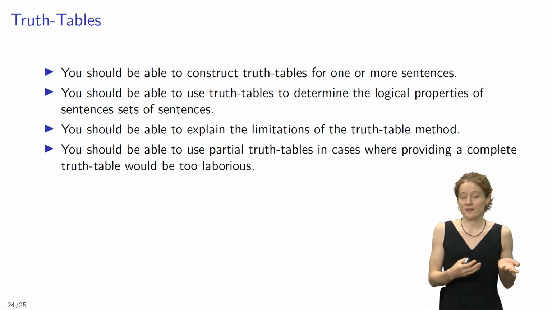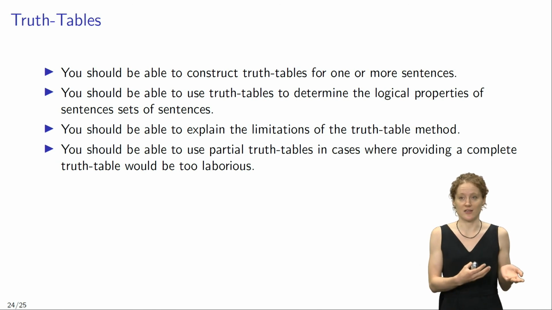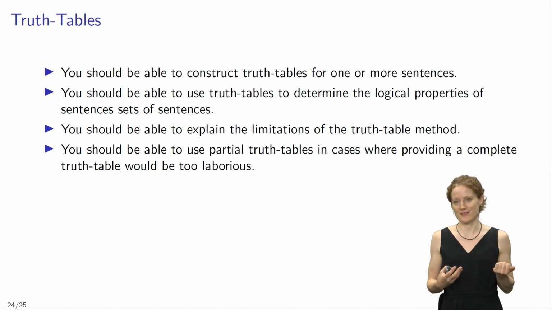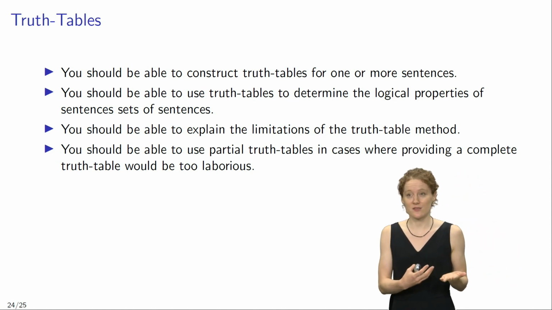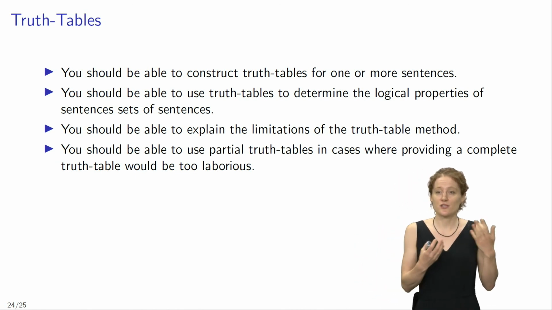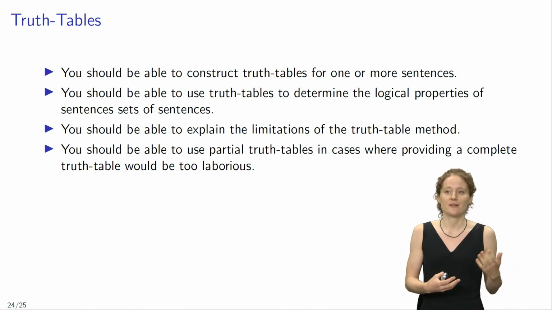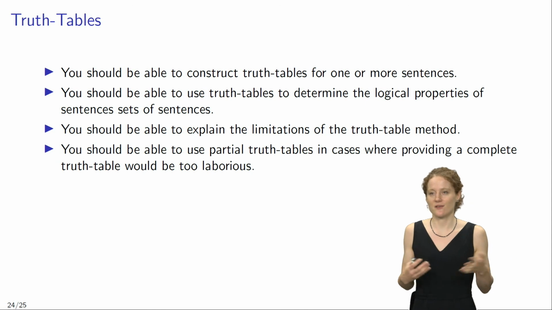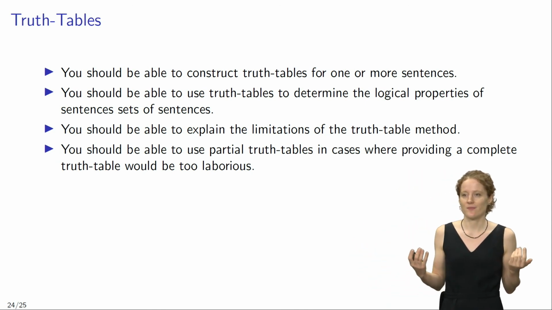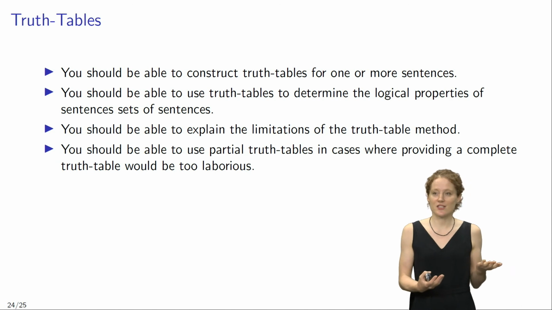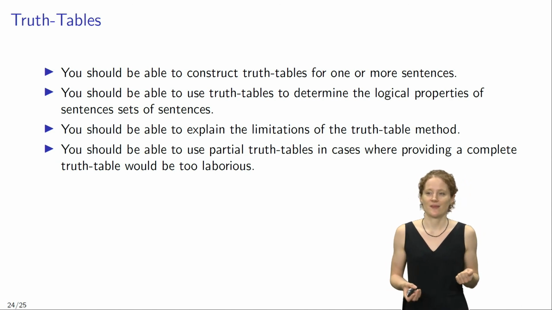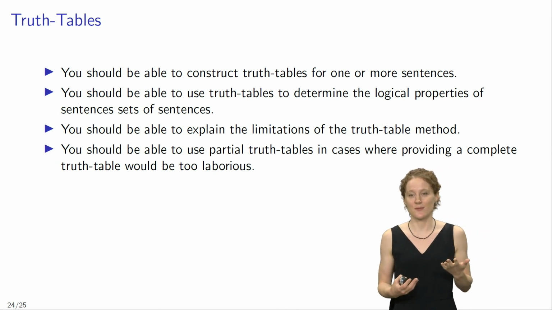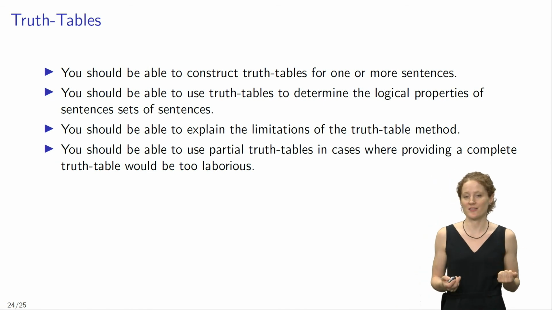And then finally, we studied and practiced how to construct truth tables and how to use truth tables to assess the logical properties of sentences. So you should be able to construct truth tables for 1 or more sentences, and you should be able to use these truth tables to determine whether given sentences are tautologies or contradictions, or whether multiple sentences are jointly satisfiable. And you should be able to explain the limitations of the truth table method. And you should be able to use partial truth tables in cases where providing a complete truth table would be too difficult or too laborious.